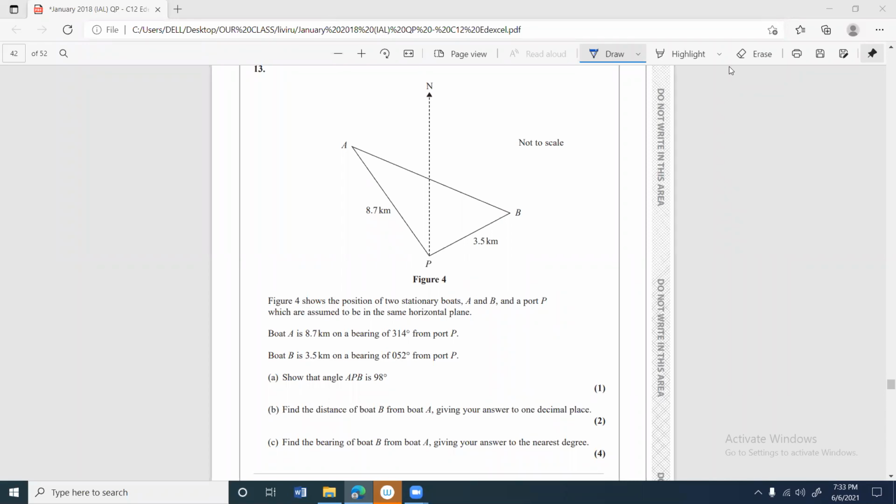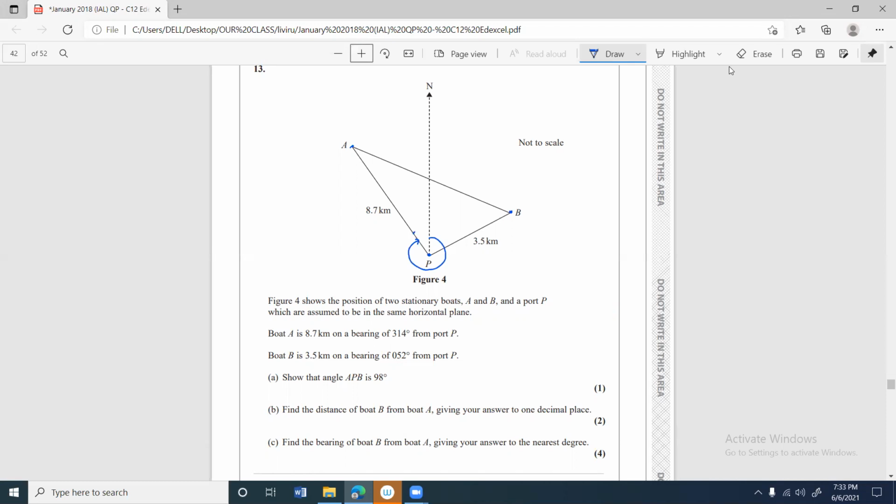When you see a question like this, initially see whether some of the information may be written in the diagram and some of it in the wordings. But be very careful with these answers. Figure 4 shows the position of two stationary boards A and B, and port P, which is assumed to be in the same horizontal plane. The board A is 8.7 kilometers away in the diagram, at a bearing of 314. That means from here to here the angle is 314.